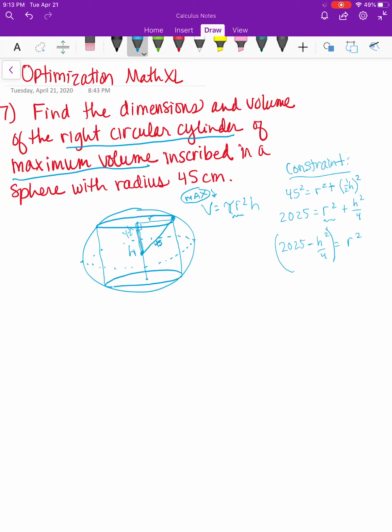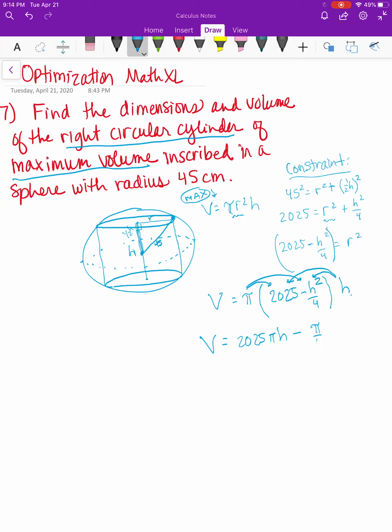Now, I could solve this constraint for h, but look, it has an r squared, and I need an r squared. So let's go ahead and just solve this for r squared. So I'm going to subtract h squared over 4 from both sides. And then this is what I can put in for r squared. It's just going to make it a little bit easier because I have to put my constraint into my volume because I needed to get rid of one of my unknowns.